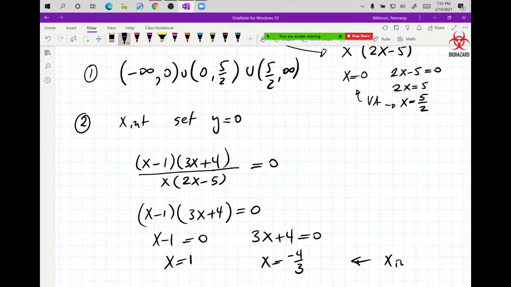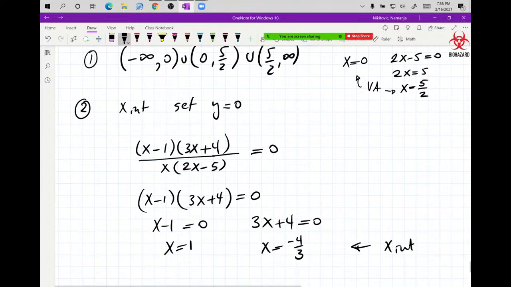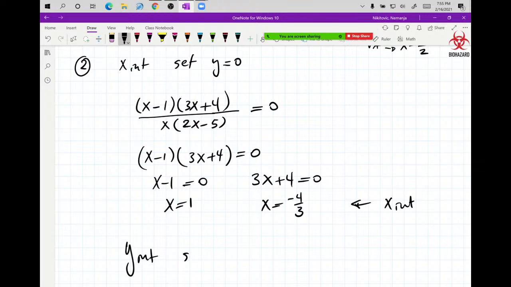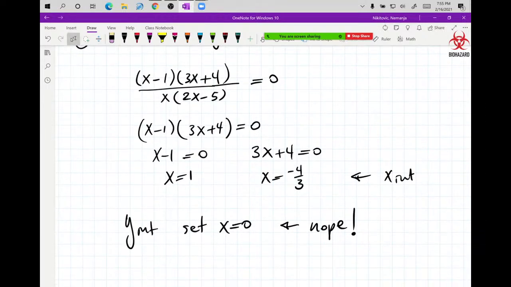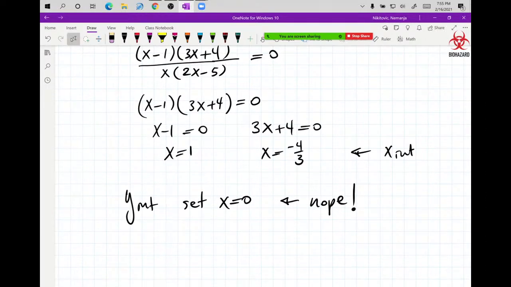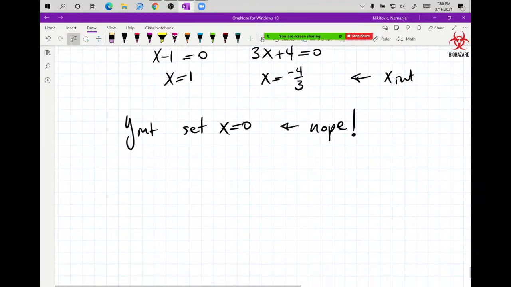Those are x-intercepts. Perfect. Y-intercept, set x equal to 0. Oh, wait, I can't. Nope. Because remember, there is an asymptote at 0, which means they will make 0 in the denominator, so it's bad. So no y-intercept. And that kind of makes sense because you do have a vertical asymptote at x equals 0, which is the y-axis. So you can't have a y-intercept if there is an asymptote on it, because remember, your function cannot cross through the asymptote. So no y-intercept.